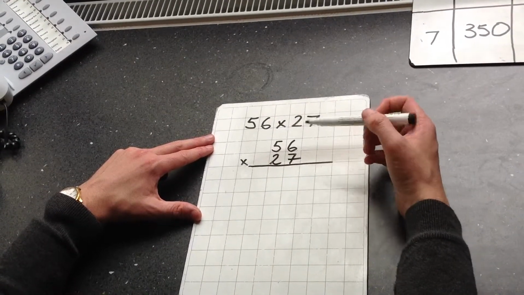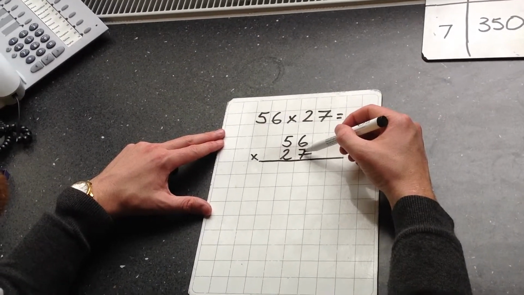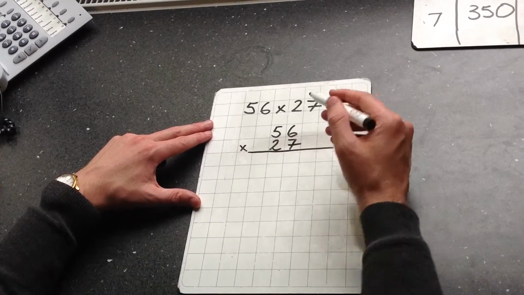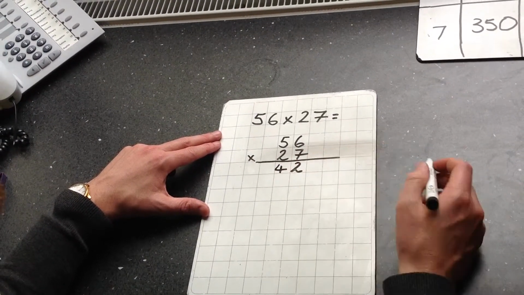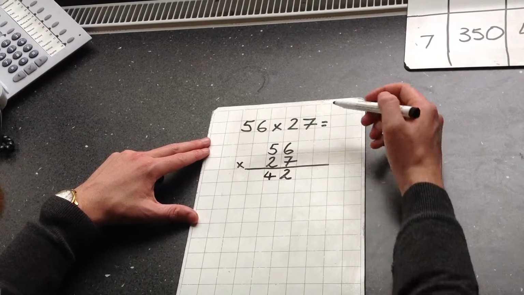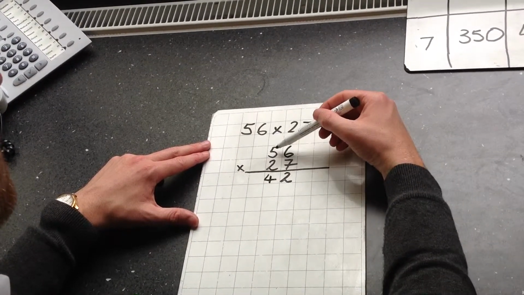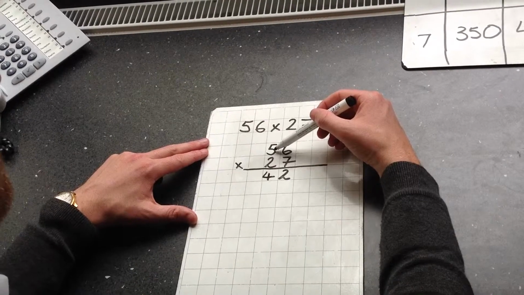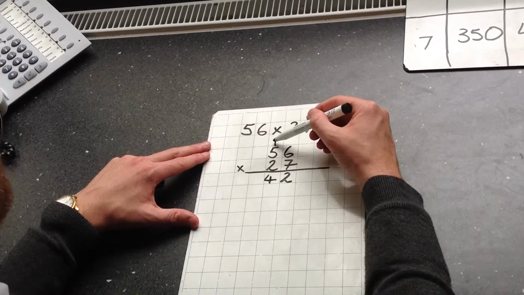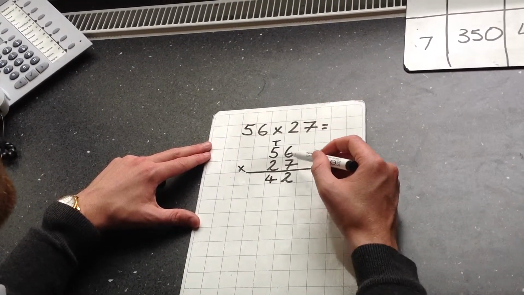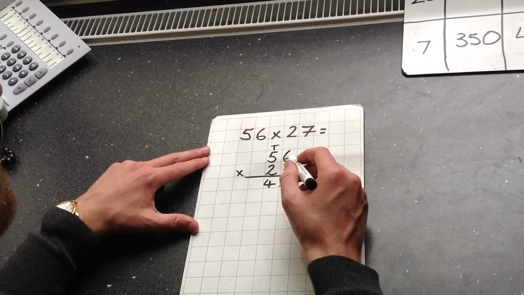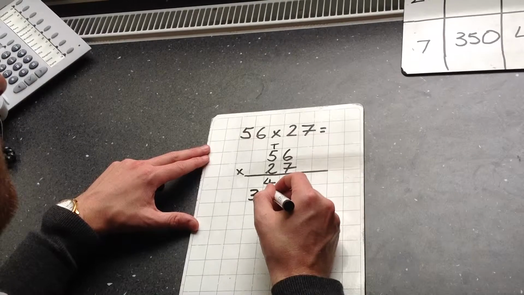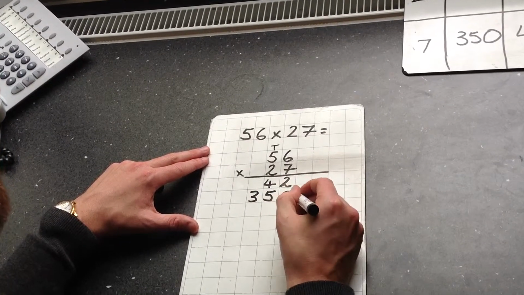First of all, I start with the ones. 7 multiplied by 6 is 42. 7 multiplied by 5, that's 5 tens. So if I know 7 times 5 is 35, I know 7 times 50 is 350.